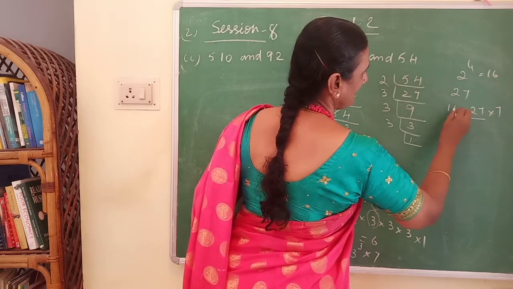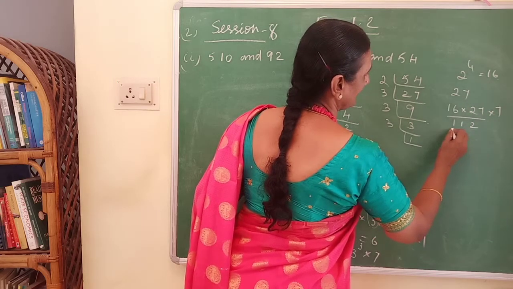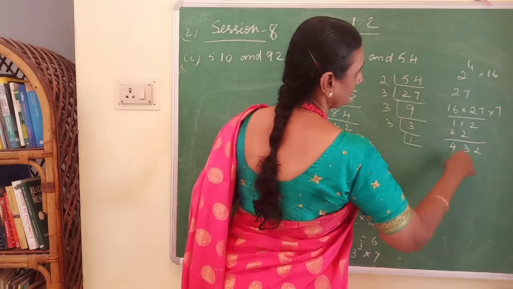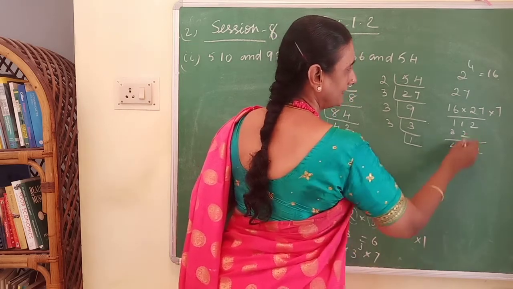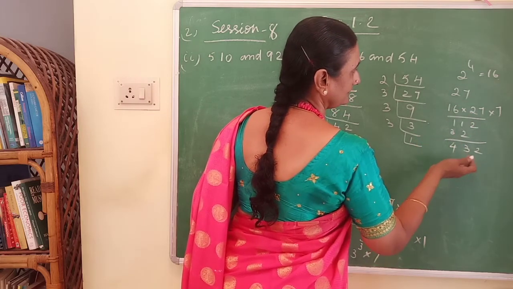We know that 7 16s are 112 and then 2 16s are 32. I write here 432. Are you getting it correctly? You check your multiplication once again. It is 432.